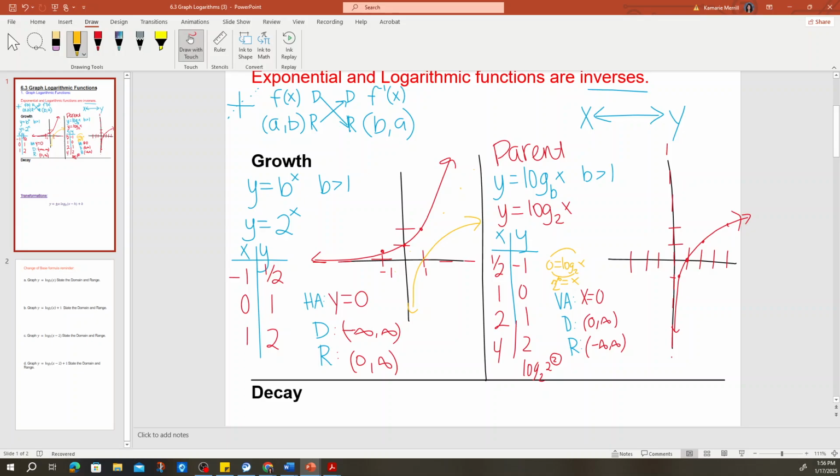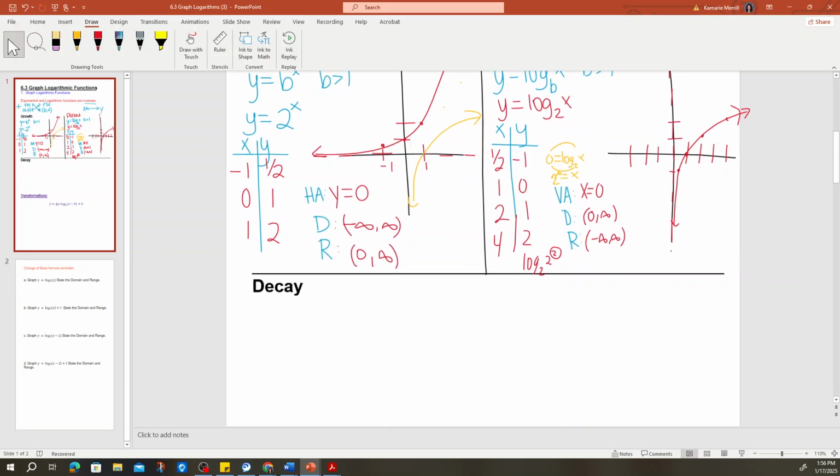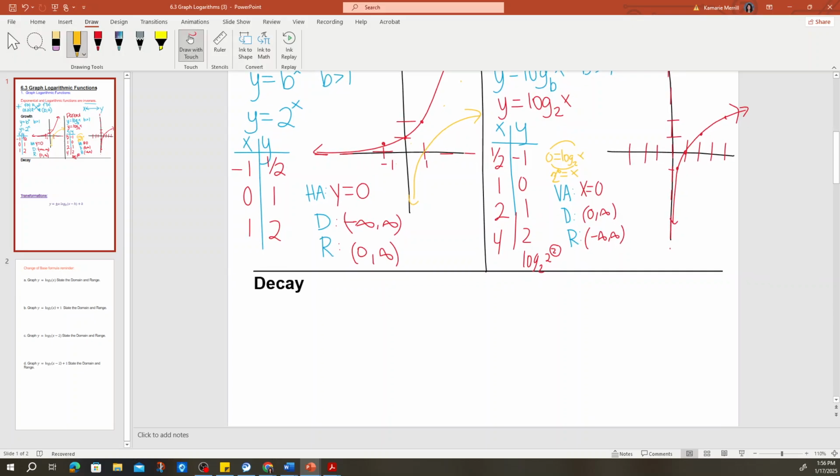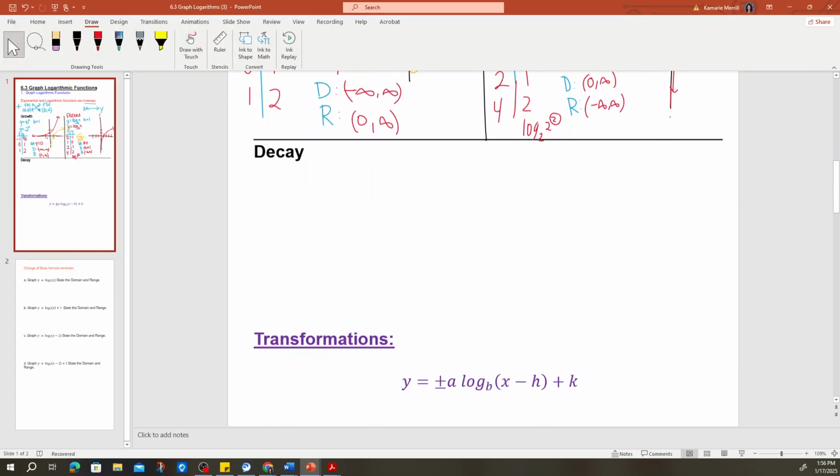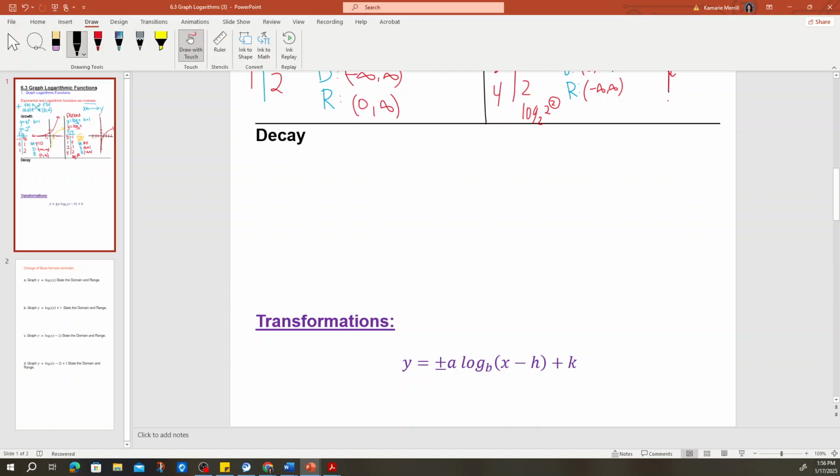You can still map, for those of you who are kind of mappers, when you go to graph. Let's draw what a decay looks like. I'm not going to be as thorough. We're mainly just going to whip through it to get it down on our notes, and then talk about transformations really, really fast, okay? So let's just get a sketch.